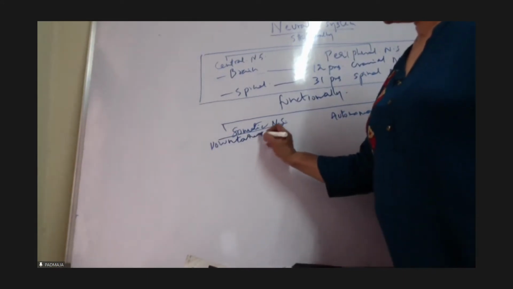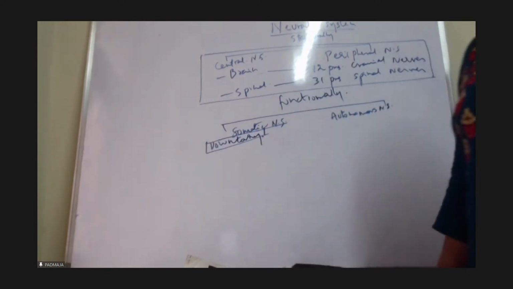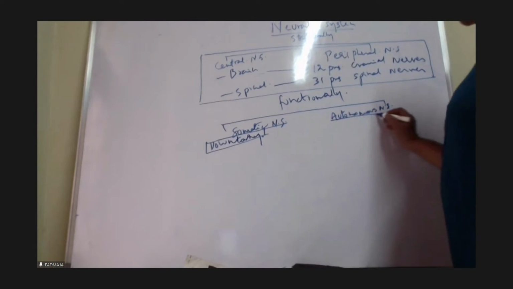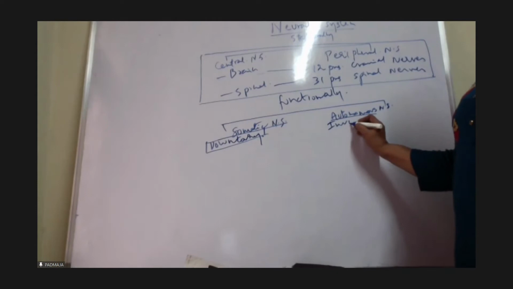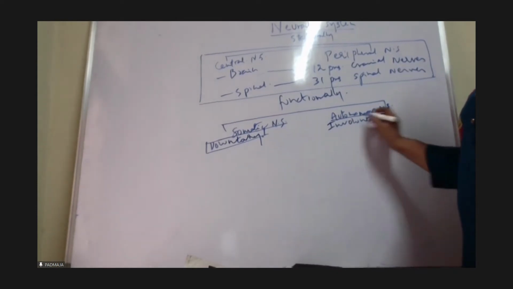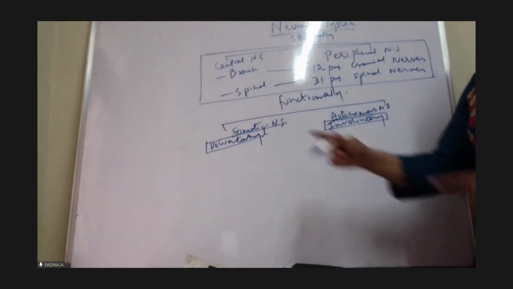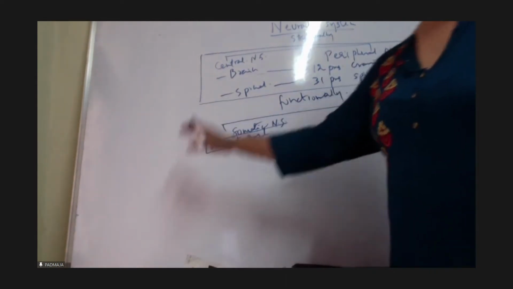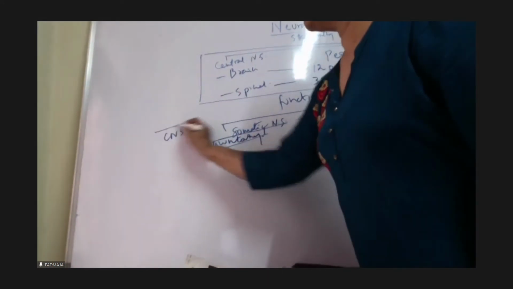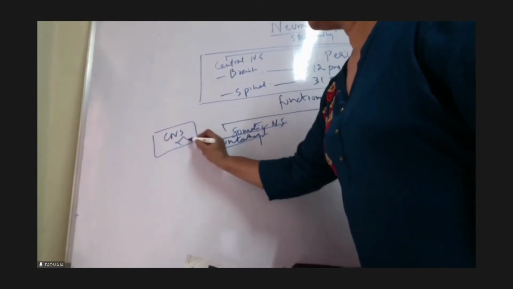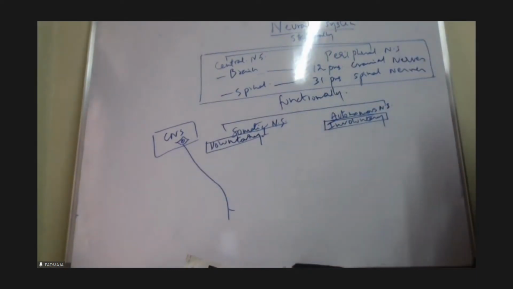Yes, it is voluntary, under our voluntary control, conscious control. Autonomous means self-governing, self-regulating. So it is involuntary. It comes under involuntary processes. So as it is voluntary, check the point here. From the central nervous system, when a nerve starts, it ends on what? You only tell.